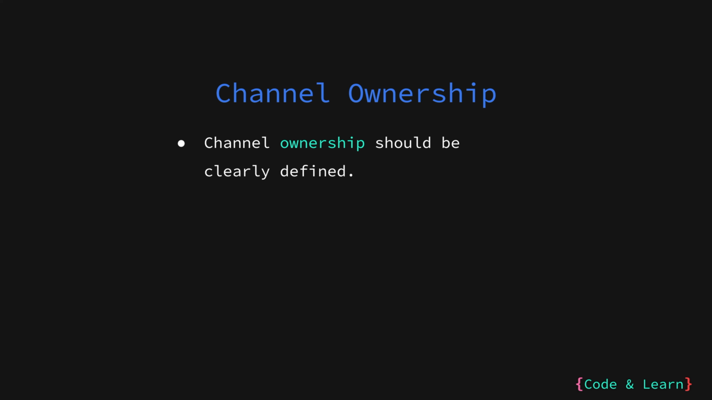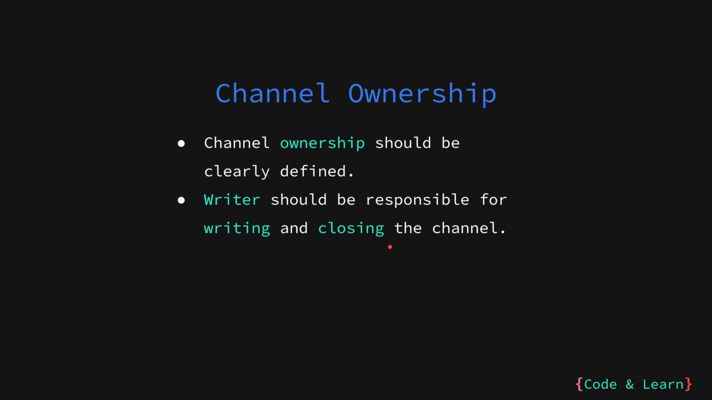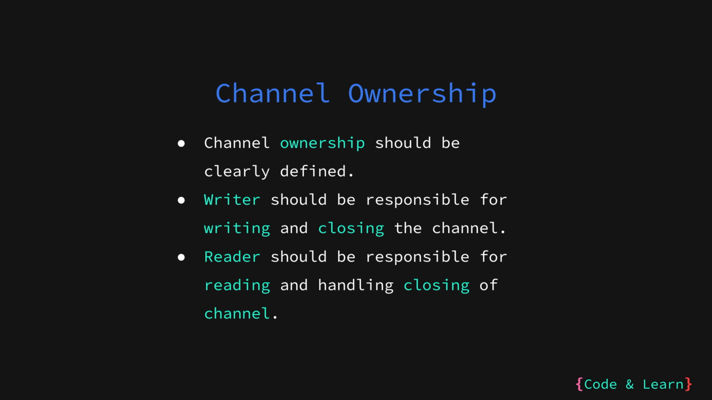When working with channels, you must have clear ownership of channels. You need to clearly define who the writer or producer is and who the consumer or the reader is. This helps prevent any unforeseen errors. The writer should be responsible for writing and closing the channel. The reader should be responsible for reading and handling the condition where the channel is closed.